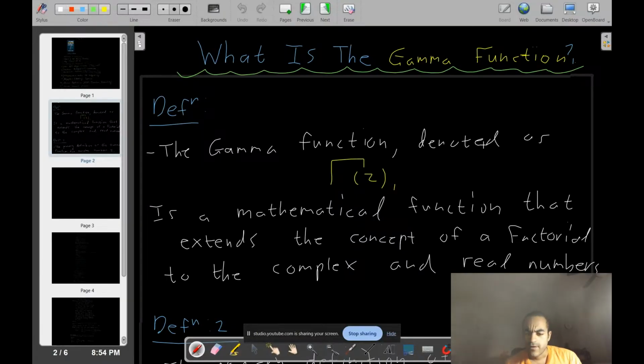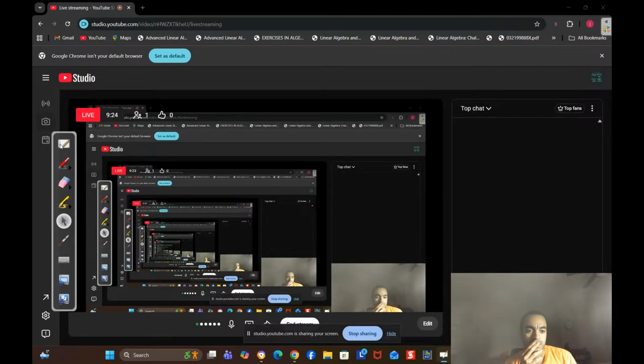What a factorial is: n factorial, n times n minus 1, and so on, multiple products down to n minus r plus 1, where r is some other term in the mix, extended to the complex and real numbers. So that's what a gamma function is. Very clearly, it is a mathematical function which extends the concept of a factorial into both the complex and real domains, as I've written it. Any questions on that?